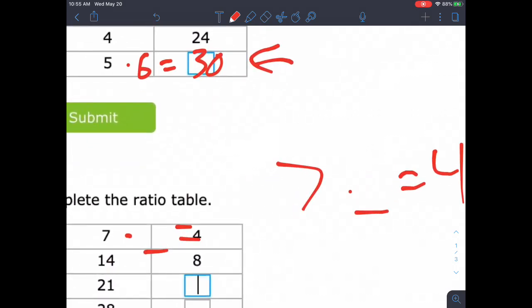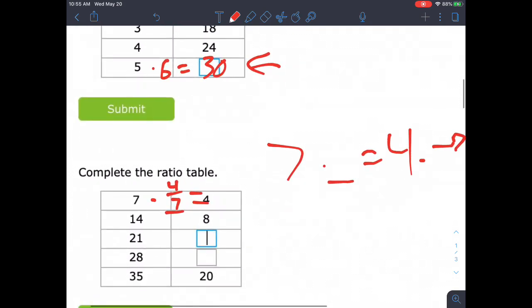So I could do this. 7 times 4/7 gives me 4. And I could plug that in for these. And, you know, you could open a calculator and do that, and that works. I want to point out, though, you can also move a different way in this table.